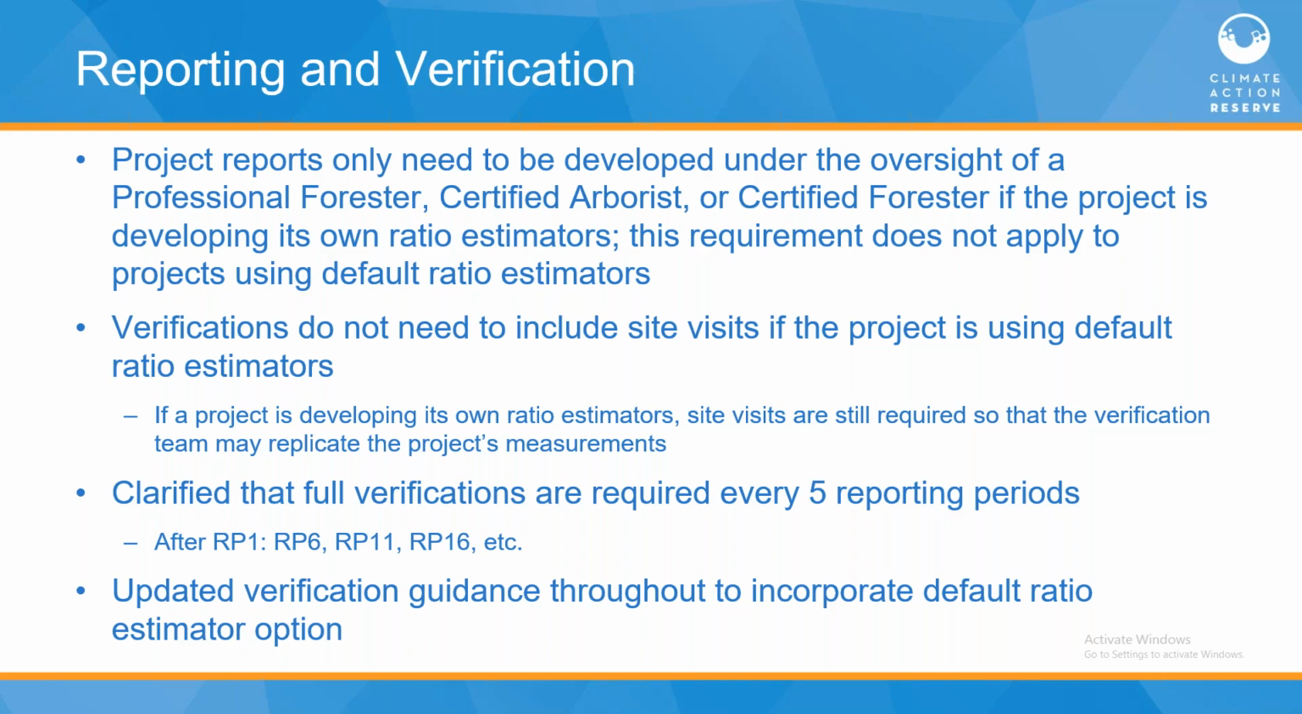Projects using default ratio estimators do not need to include a site visit during verification. This is another change to the protocol that we think will help reduce costs for project implementation. Instead, the full verification will consist of a thorough desktop verification. Projects developing their own ratio estimators will still require site visits because we require the verification team to check the project's inventory.